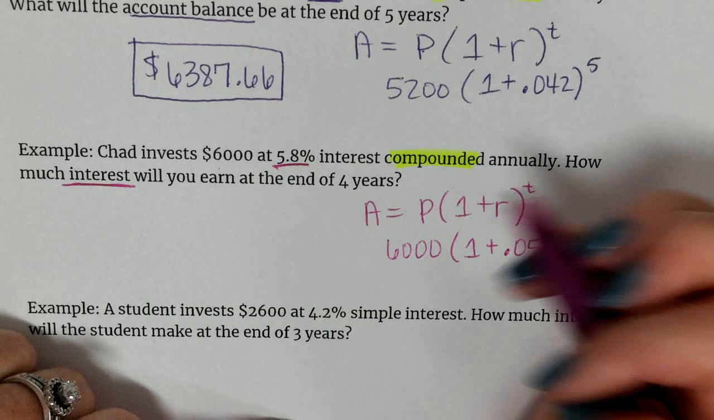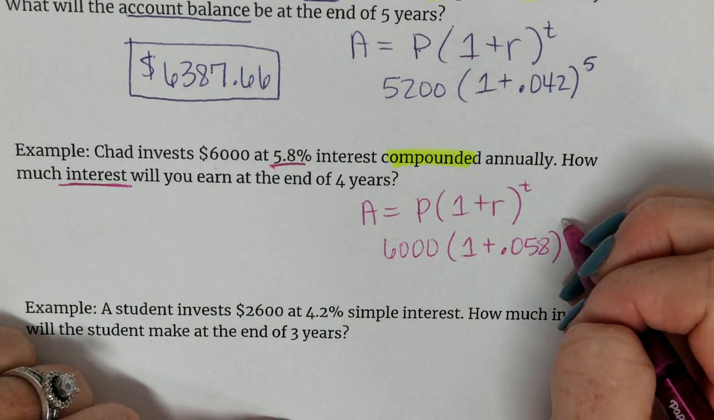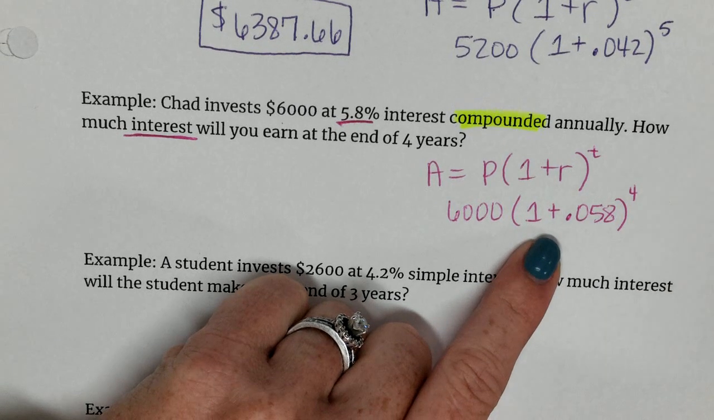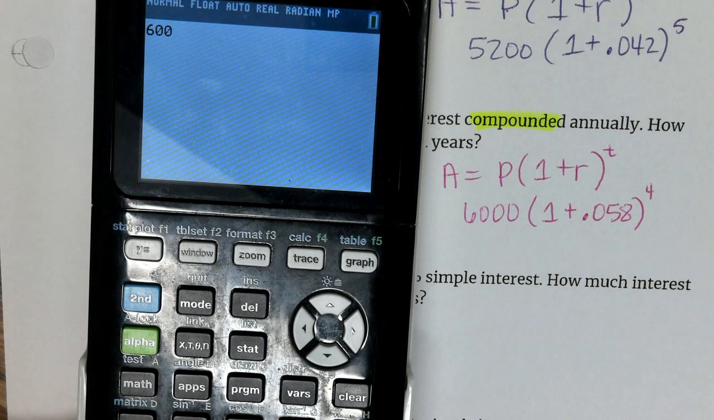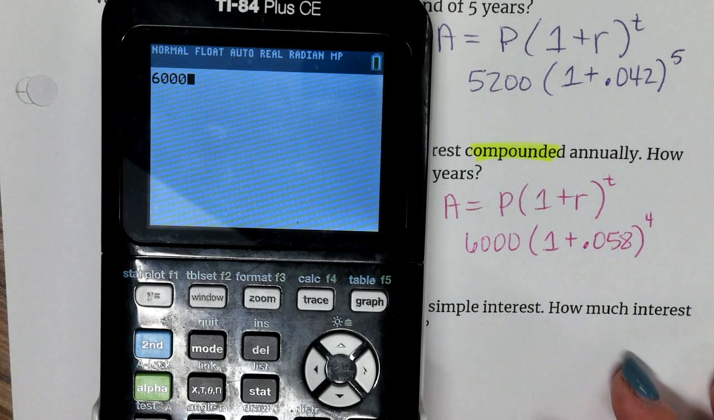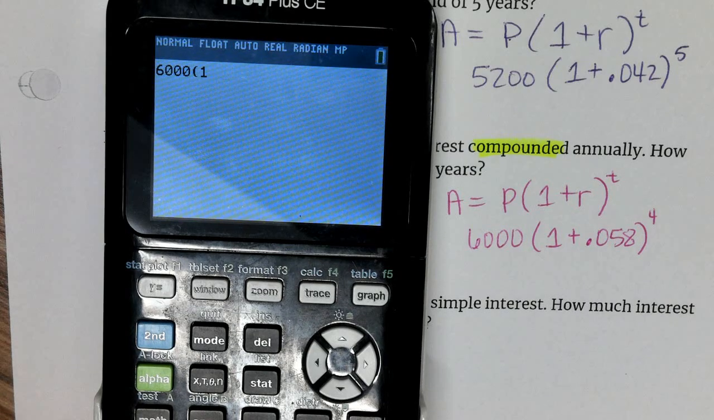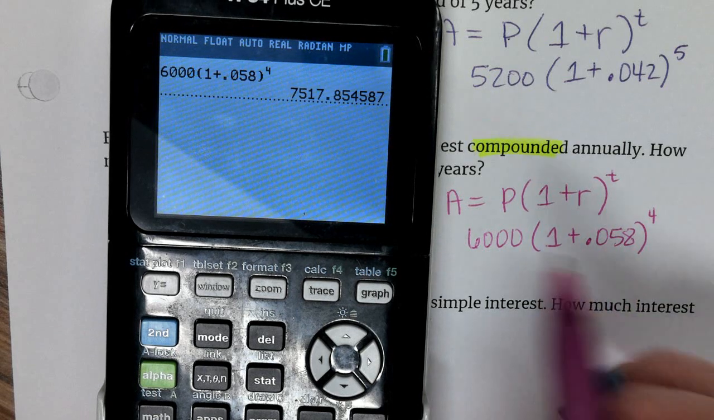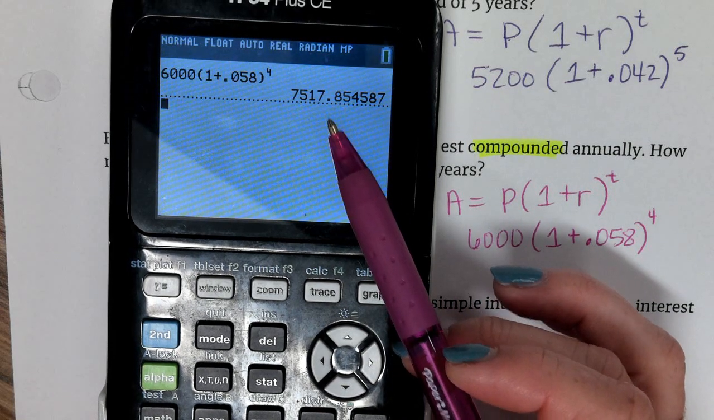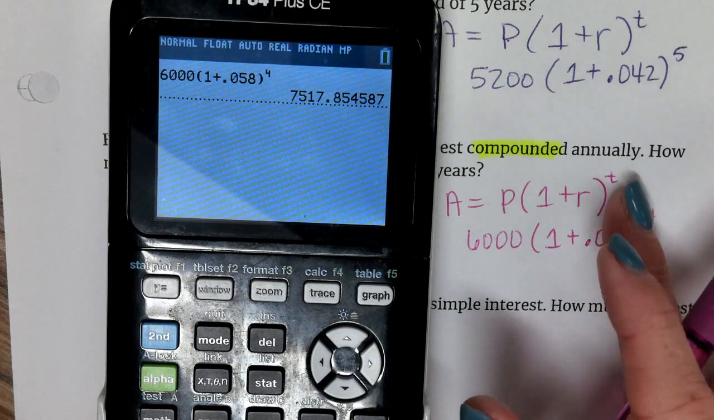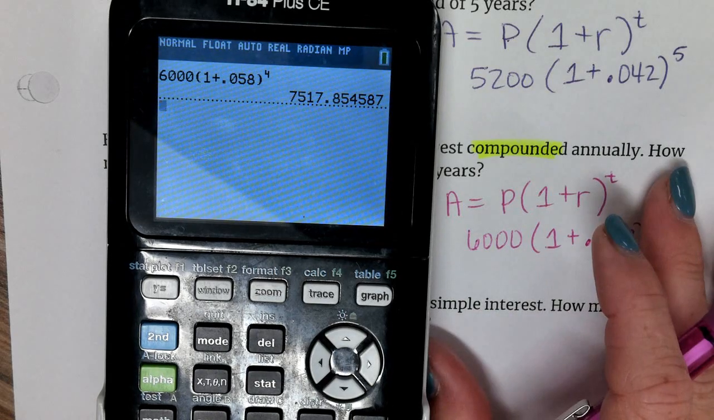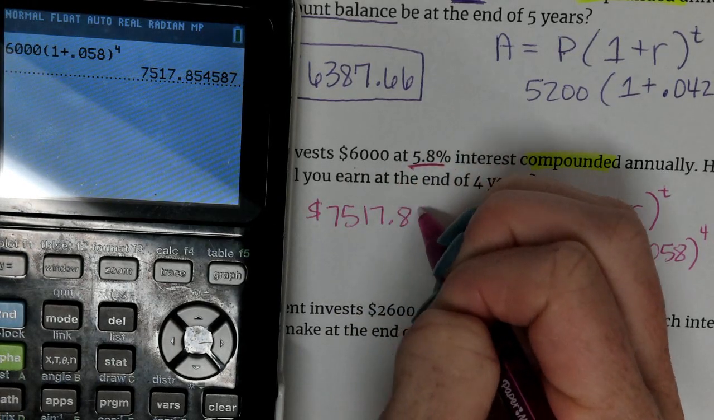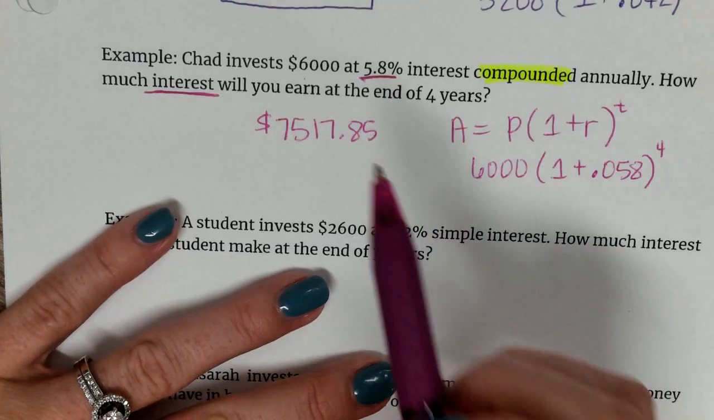Raised to the how many years are they going to invest this? 4. This is not going to give me the final answer. So I do 6,000. Everybody should be putting this in their calculator. Open parentheses, 1 plus 0.058, close the parentheses, raised to the 4th power. I am going to write it down, and I am going to round to the hundredths place. So at the end of 4 years, this person will have $7,517.85 in their account. That's their account balance.